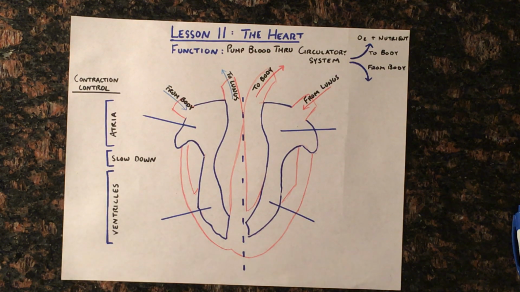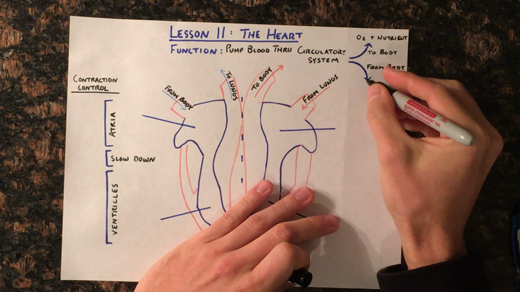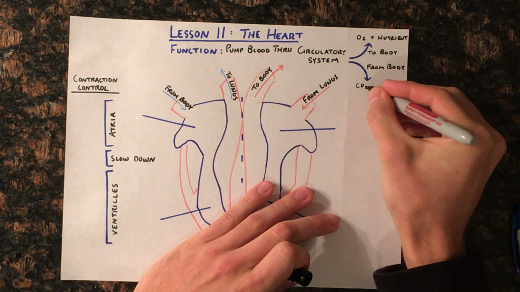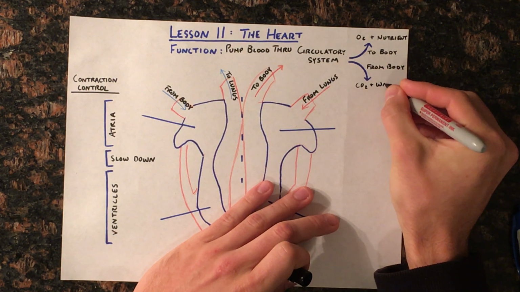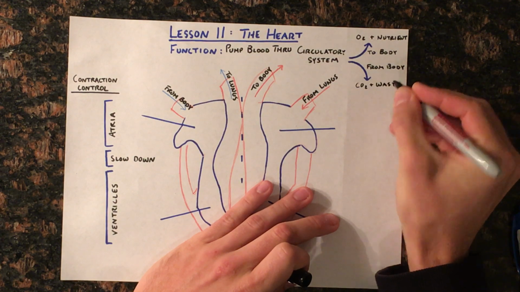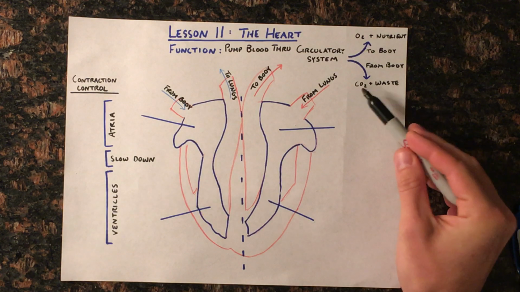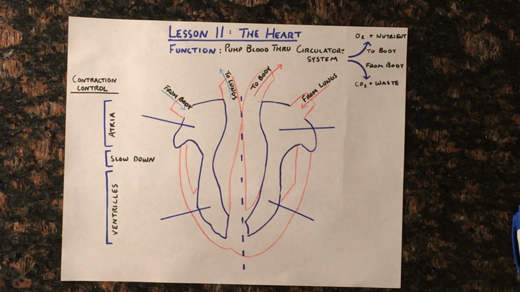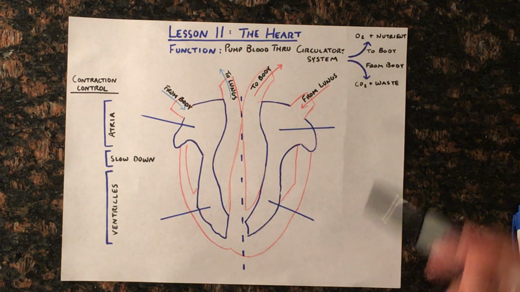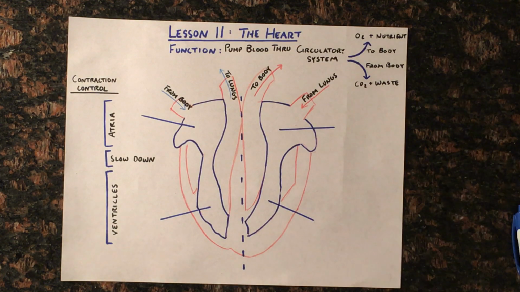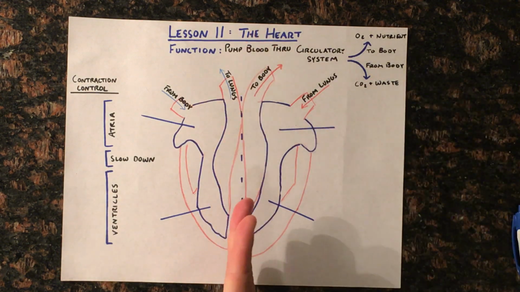Blood containing CO2 and waste is going to be pumped to the lungs and the digestive system. So you're going to get CO2 that's coming from the body and also waste. And those are going to get disposed of through exhalation and excretion from the respiratory and the digestive systems. So in order to keep these two types of blood separate, the heart is actually divided in half.